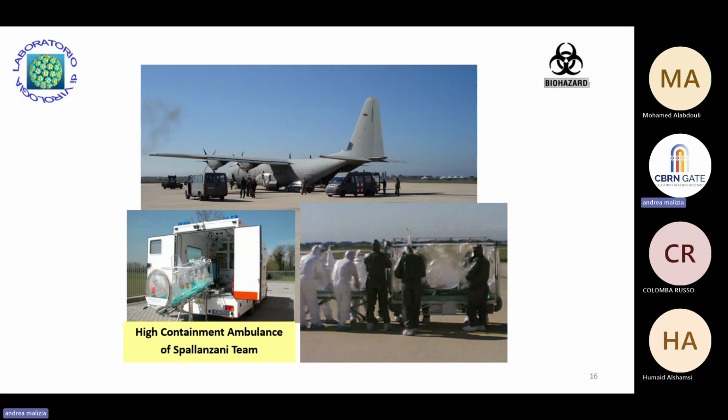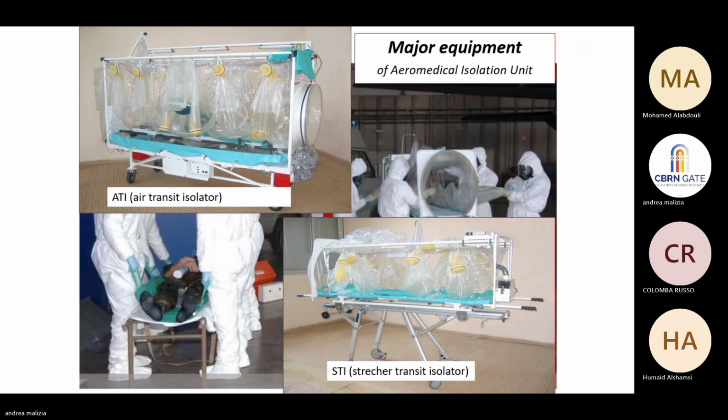So here is the situation of the high containment ambulance of the Spallanzani team when a suspect case arrives, for example from Africa or from Asia, in collaboration with the Italian Air Force. The high containment ambulance present at Spallanzani goes usually to Pratica di Mare airport, and the patient is transferred to Spallanzani. And this is a simulation.